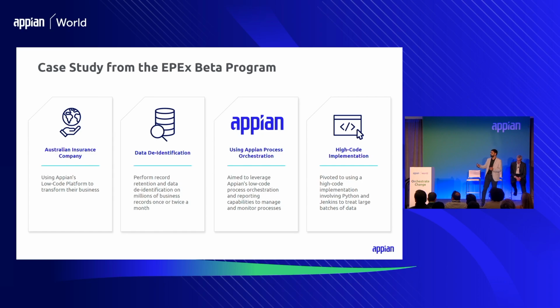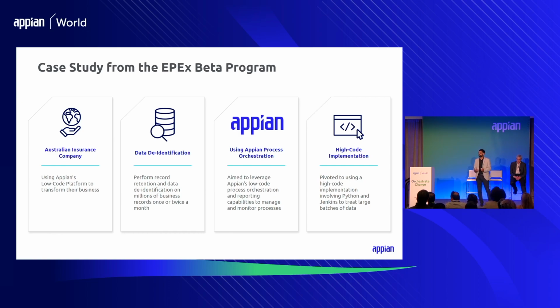Now the volume here that we're talking about is data processing, or the number of rows that we're processing, in millions per month, once a month. So it's basically processing the data once a month or twice a month, which can range into millions of rows. Now you can imagine that the high code implementation that they went ahead with comes with a really large development overhead. Now, we learned about this use case and we immediately reached out to them to get their participation in the beta program.